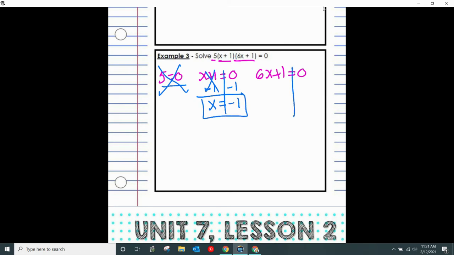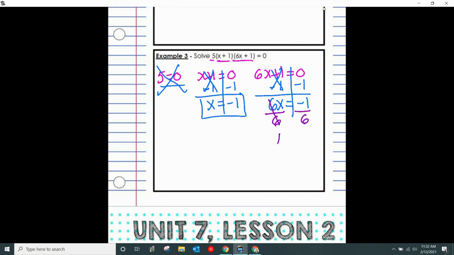I'm going to do it one more time. I'm going to subtract 1 again because that's a positive 1. So now I'm left with 6x equals 0 minus 1 is minus 1. Okay, now I have one more step to do, which is divide by whatever's in front of x. So that would be 6. So x equals negative 1 over 6.